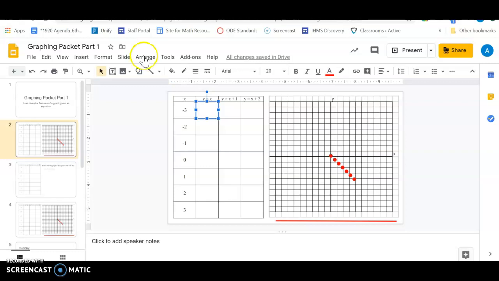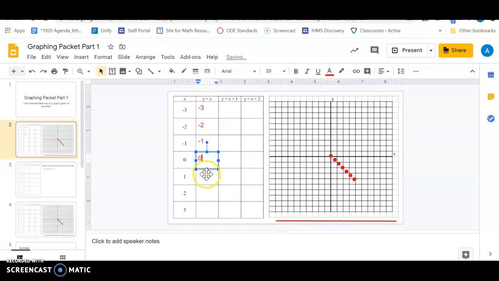So here we go. You're going to type in, if x is -3 and x and y are equal, then y is -3. If x is -2, y is -2. If x is -1, y is -1. If x is 0, y is 0. If x is 1, y is 1. If x is 2, y is 2. And if x is 3, y is 3. So that's the most basic form of an equation. Let's see what that equation makes.